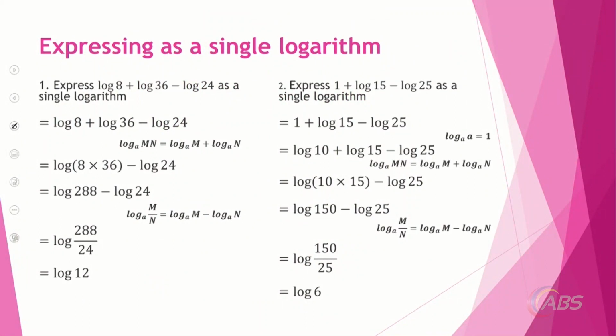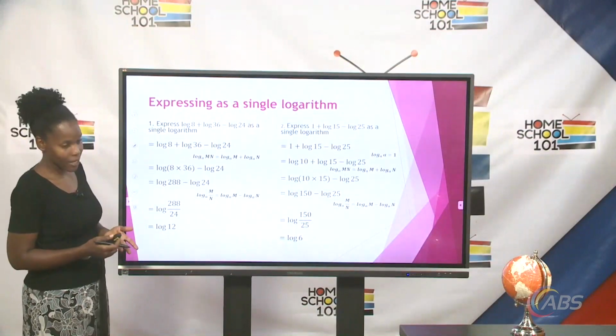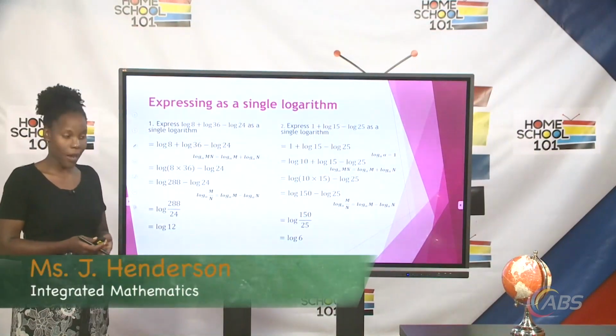Another way we can apply the laws of logarithm is to write as a single logarithm. So in my first example here, it says express log 8 plus log 36 minus log 24 as a single logarithm. And essentially we will apply the laws, and wherever we see anything that is being added, we would simply write it as a product. And if anything is being subtracted, I simply write it as a fraction.